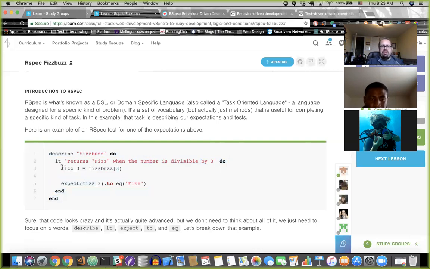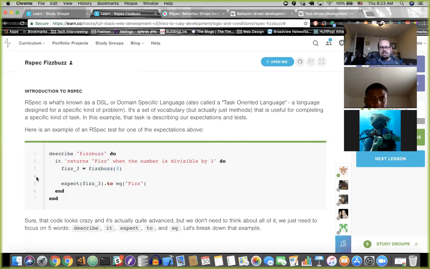And then on line 3, we see fizz 3 is equal to fizz buzz with an argument of 3. What's fizz 3? We don't know what fizz 3 is yet. But whatever fizz 3 is, it's equal to fizz buzz with an argument of 3, because that's telling us we're going to build a function called fizz buzz that's going to take an argument of 3. And whatever that is will be equal to fizz 3.